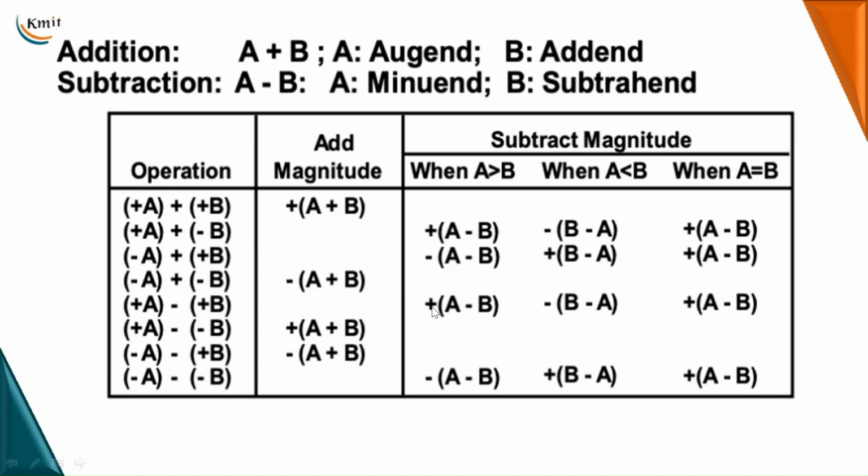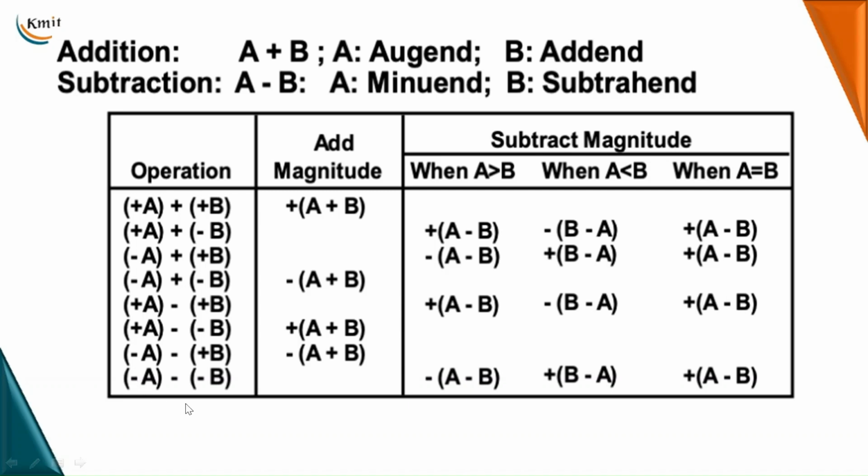And the resultant sign will be the sign of A. In case A is less than B, you perform B minus A and the resultant sign will be the complement sign of A, which is minus. And if both are equal, you perform A minus B and you get a positive 0. So you give a plus.